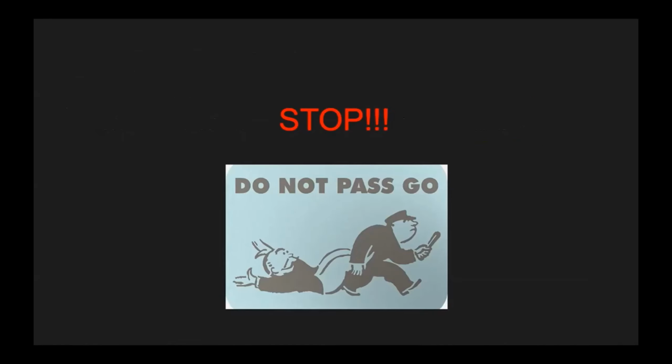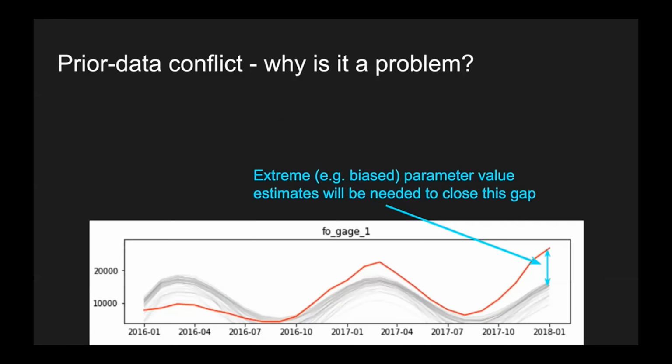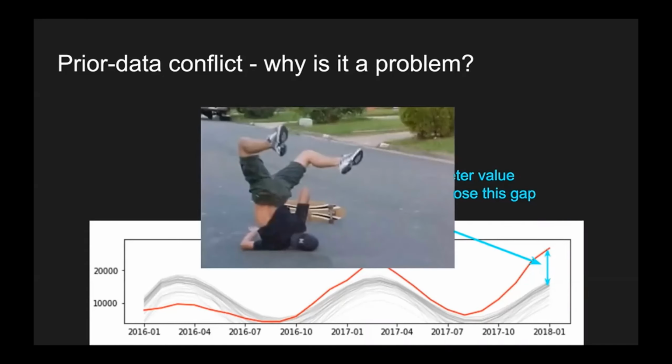Do not continue with parameter estimation in this setting, because the only way the parameter estimation algorithm, no matter which one you're using, is going to force the model to go from the gray to the red is to use extreme parameter values. Extreme parameter values, another word for that would be biased. And biased parameter values are a guaranteed way to get yourself to a model failure.